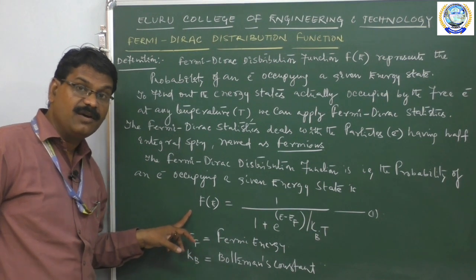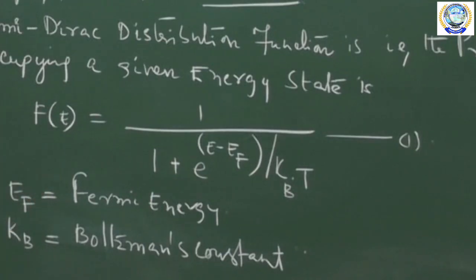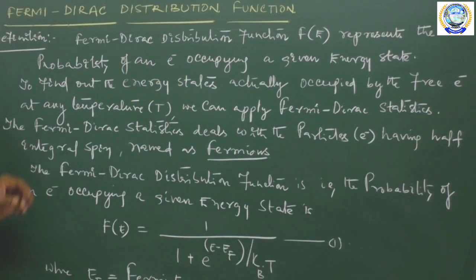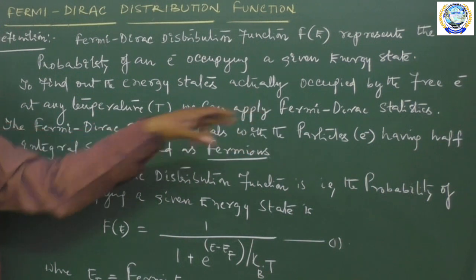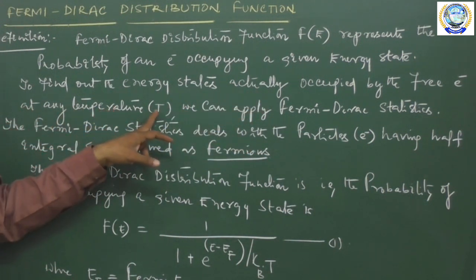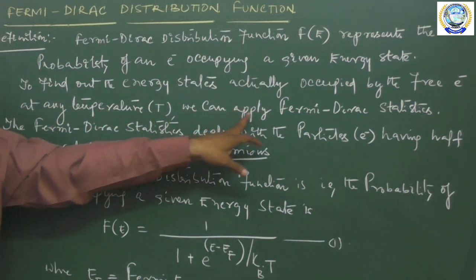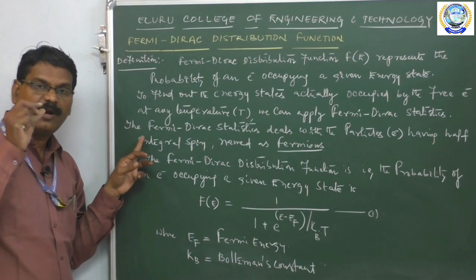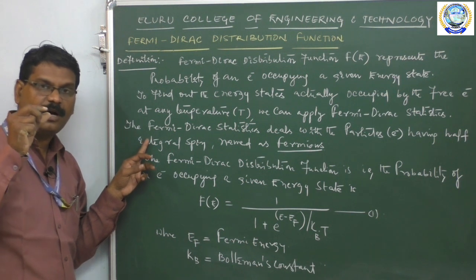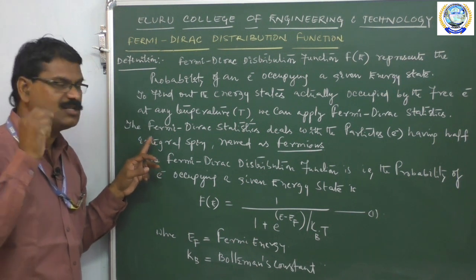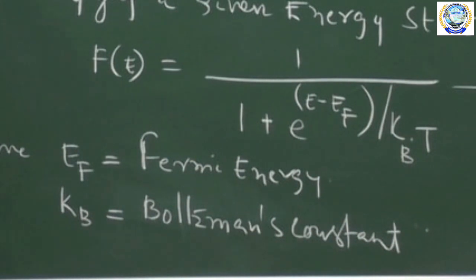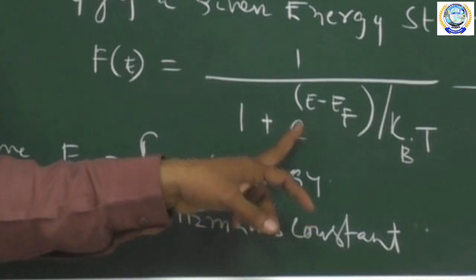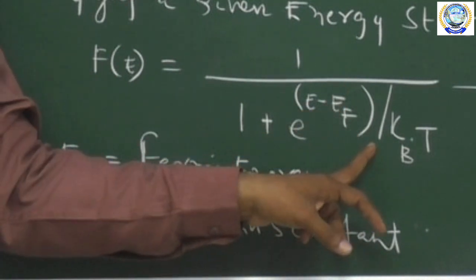What is this f of E? In order to find the probability of an electron occupying a given energy state, that is, the energy states actually occupied by free electrons at any absolute temperature T, we can apply the Fermi-Dirac statistics. According to Fermi-Dirac statistics, the probability of occupying an electron in every energy state is represented as f of E equal to 1 whole by 1 plus e power (E minus EF) whole by kB into T.